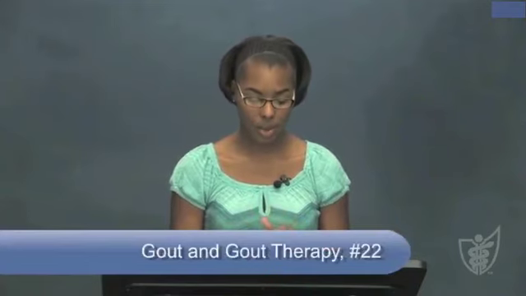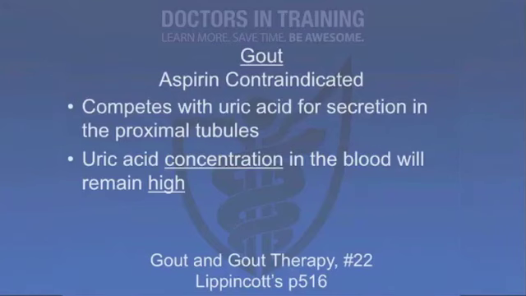What you don't want to use is aspirin. Aspirin, particularly if you take it at doses less than 2.6 grams a day, competes with uric acid for secretion in the proximal tubule. So instead of uric acid being secreted, aspirin is actually secreted. And so that means that the uric acid concentration in the blood will remain high.